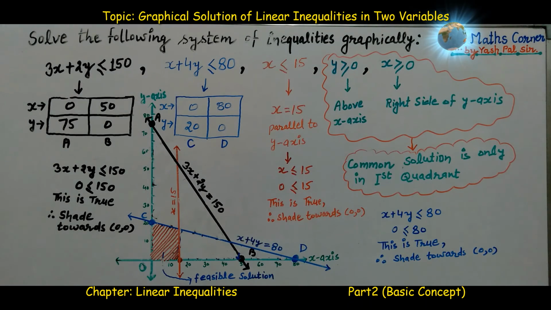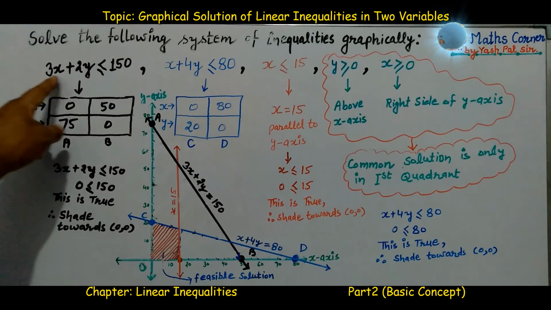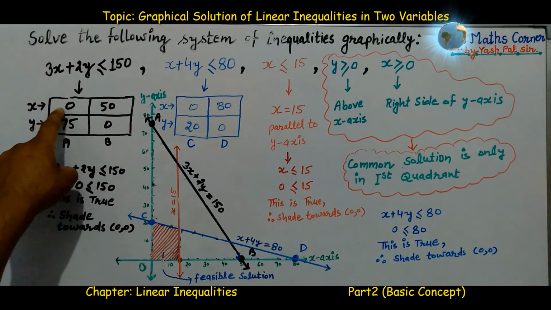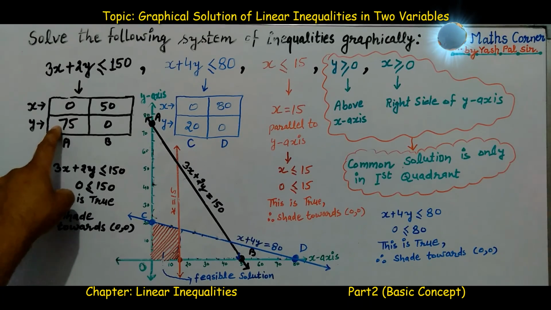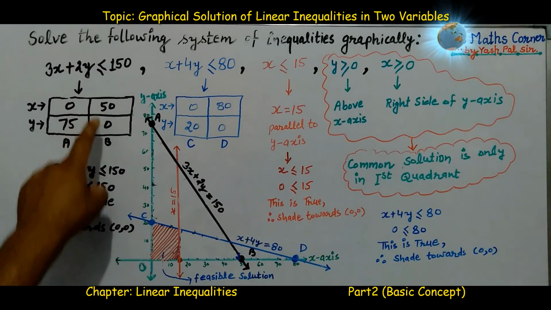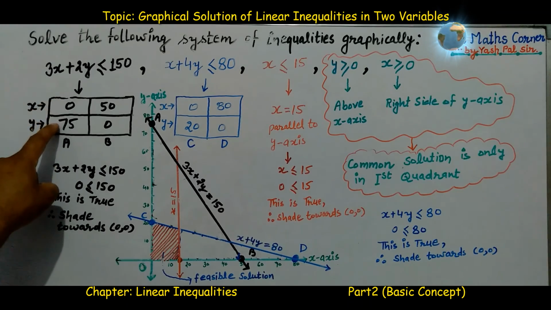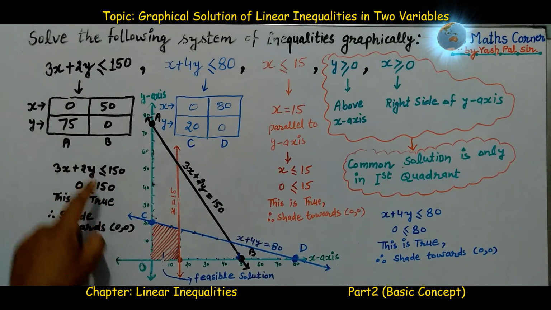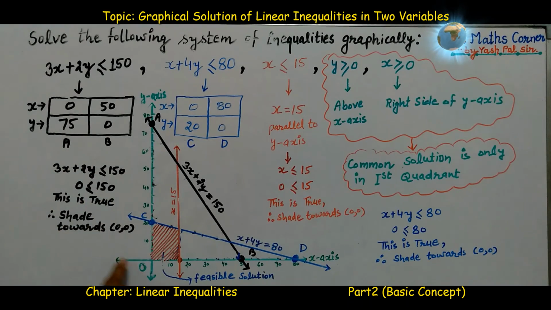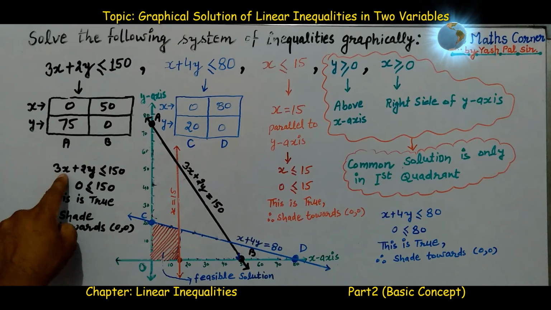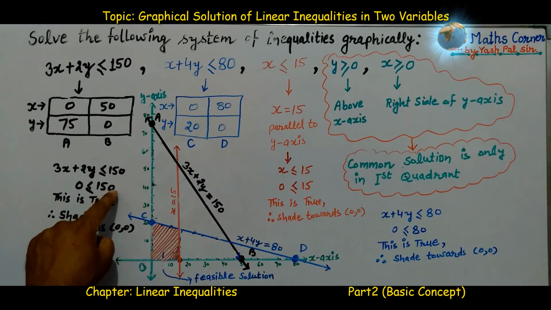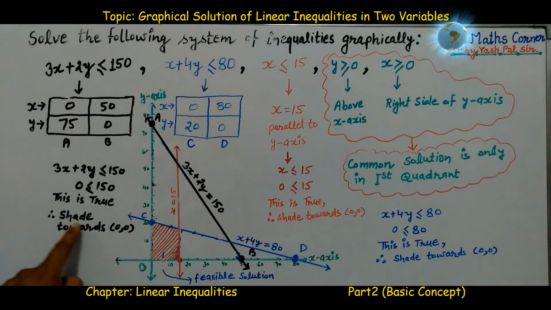Once again let us revise this. For the first inequality, we prepared the box. This contains x = 0, then y is 75. If y is 0, then x is 50. So point A is (0, 75), point B is (50, 0). Then we take the origin as the most convenient point. We put x = 0, y = 0. This gives us 0 is less than or equal to 150. This is true, so shade towards (0, 0) of this black line.